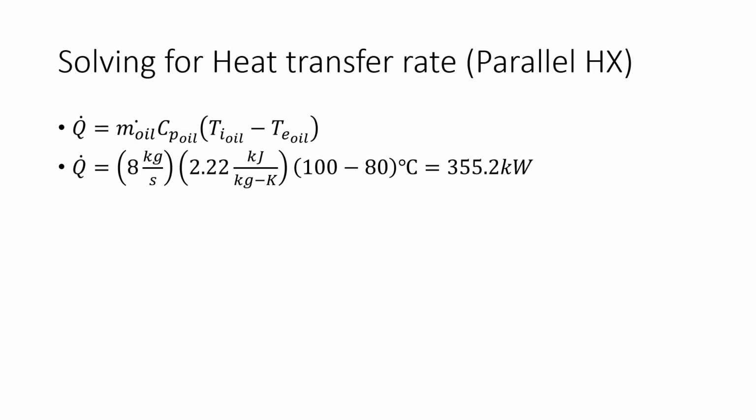Now we're getting into the calculations here. We're solving for the heat transfer rate using this equation: Q dot equals m dot oil times the Cp of the oil, times the del T of the oil across the pipe. You can see here we input the numbers. This number here we had to look up in the table in the back of the book at the specific temperature to get the specific heat. The mass flow rate was given in the problem. We calculate that out and we get 355.2 kilowatts.